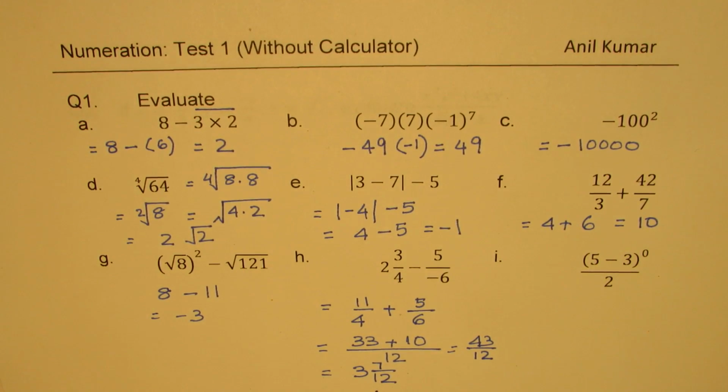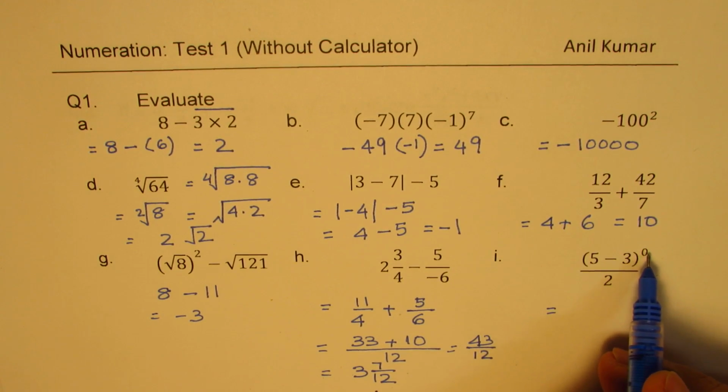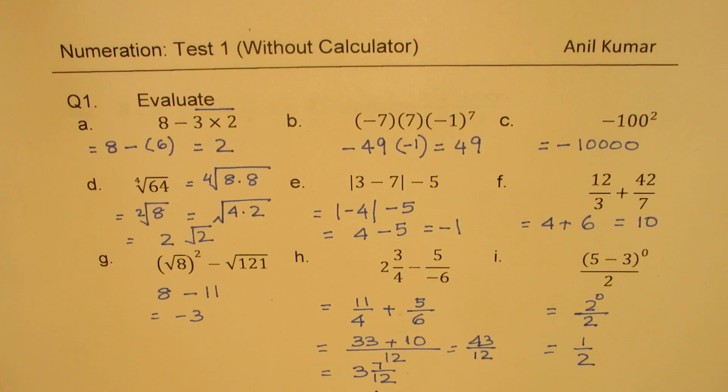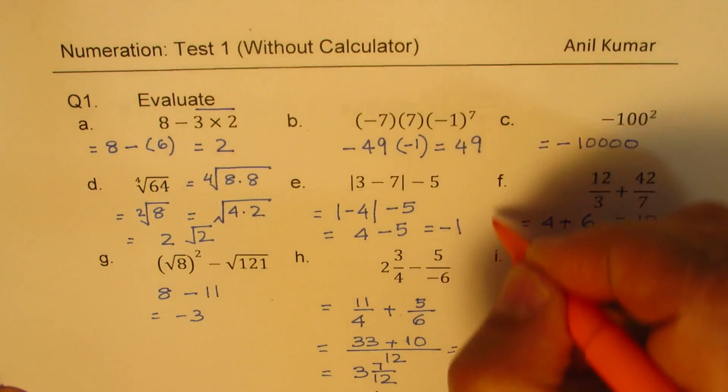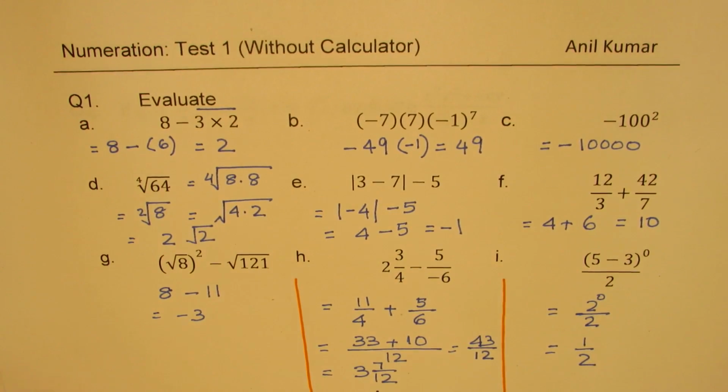Correct? So that is how we could actually do it. Now let's look into the last example. We have 5 minus 3 to the power of 0 over 2. Now anything to the power of 0 is always 1, right? You do get 2 to the power of 0 over 2, correct? Anything to the power of 0 is 1. So we get half as our answer. Clear? So that is how we are going to solve this particular question. Clear? So I hope these steps are absolutely clear.